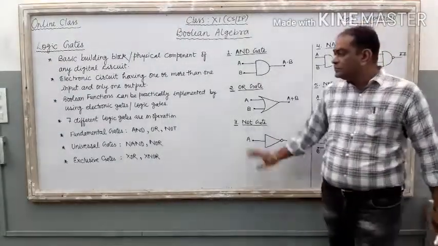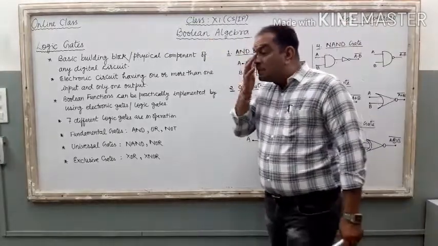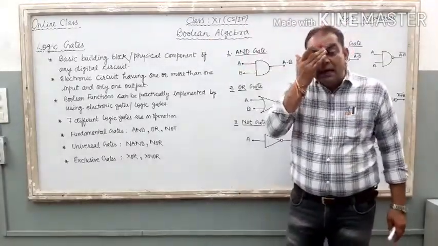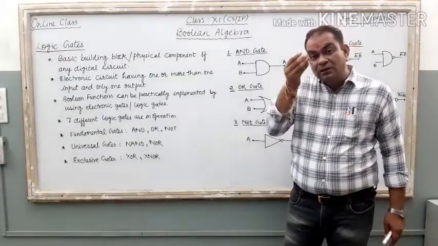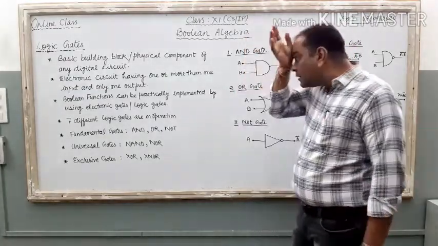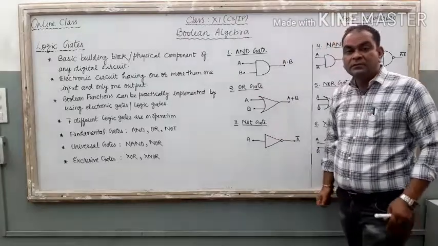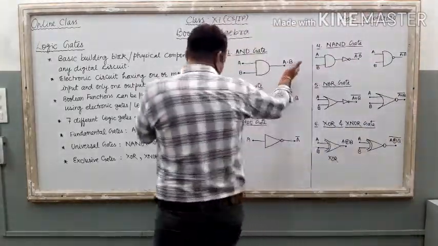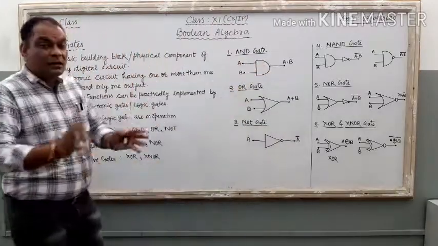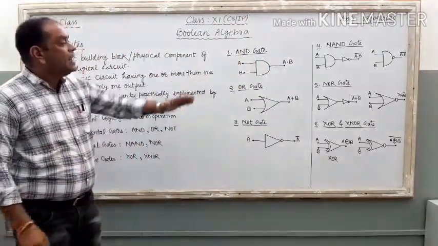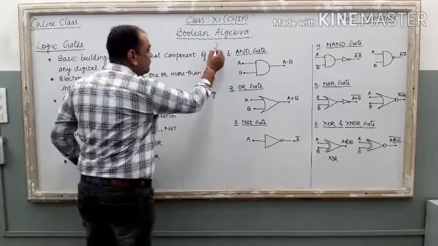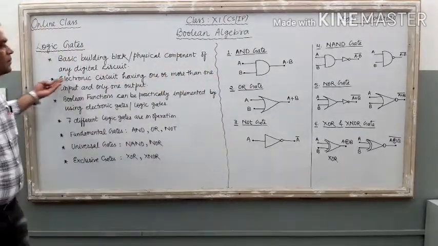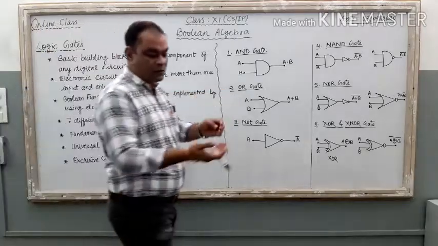Now, in Boolean algebra, the very basic concept in this particular unit is logic gates. What are logic gates? First we will discuss this issue, then we will come to the diagram section. Here the board is divided into two different parts. The first one, I am going to separate this board. It is the first part and the second part of the board.